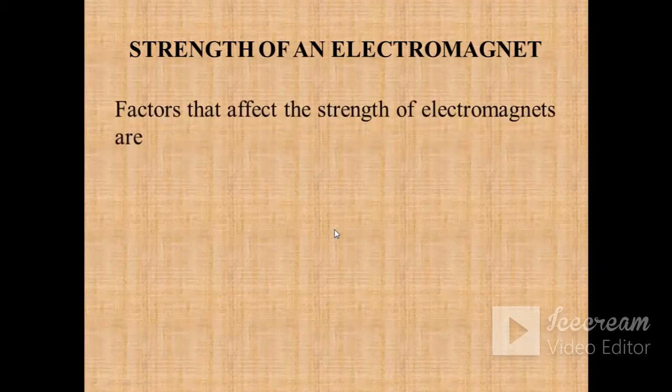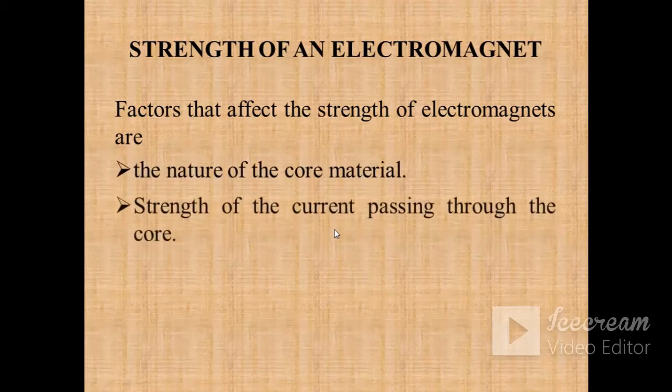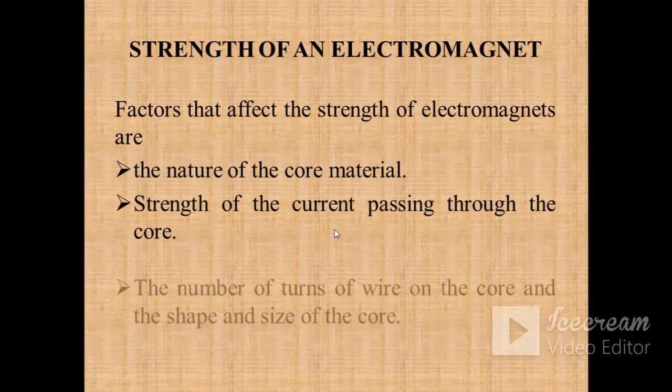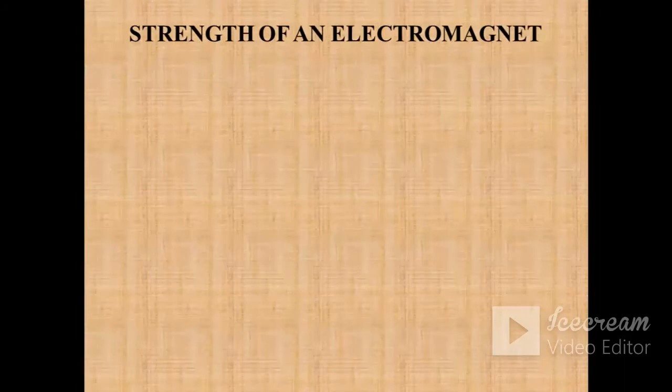Next is strength of an electromagnet. As we have already seen, an electromagnet is a temporary magnet, so we can increase its strength by knowing the factors that affect it. The first is the nature of the core material, the second is the strength of the current passing through the coil, and the third is the number of turns of wire on the core.